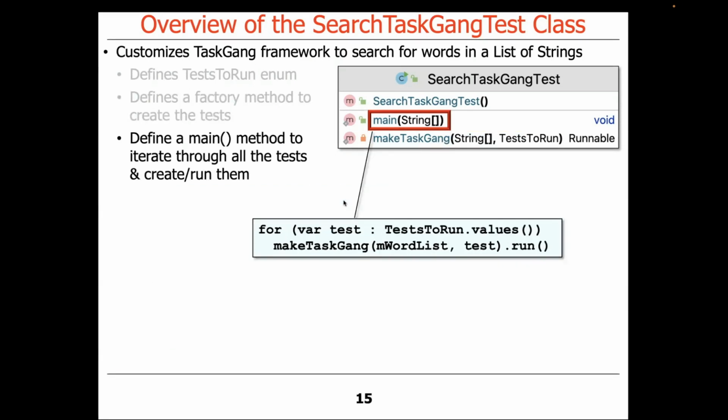We also have a main method that iterates through all the tests and creates and runs them. So you can see here, we just iterate through all the enums, and for each one, we pass those into the makeTaskGang factory method, and what we get back is an object that we then run.